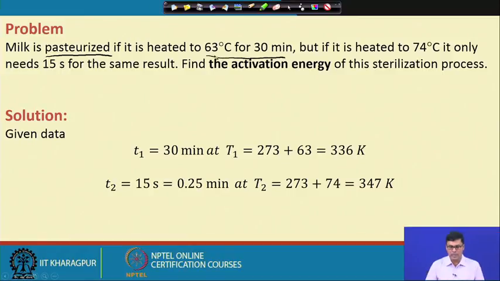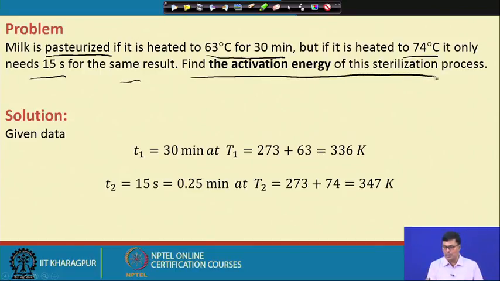So, at 63 degrees centigrade the pasteurization time required is 30 minutes, but if it is heated to 74 degrees centigrade only 15 seconds are needed for the same results. Find out the activation energy for the sterilization process.